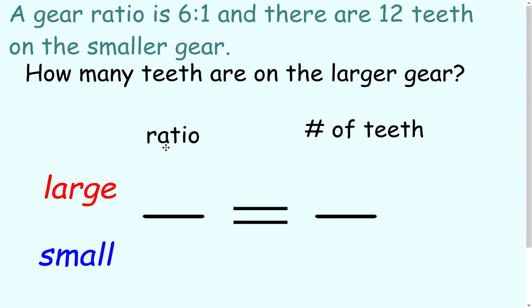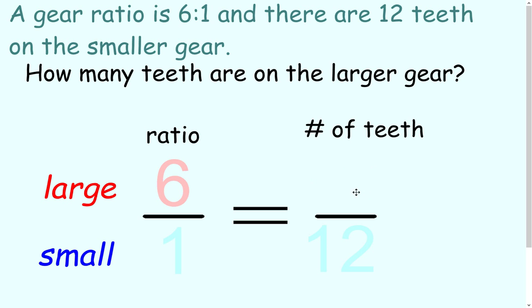So I'm going to use the gear ratio right here, and I think it's really helpful to put the words to the side of how you're going to set it up. So I'm going to set it up with large on the top, small on the bottom. So my large number for my gear was 6, and the small was 1. So then I look and I say, okay, what were the number of teeth? The teeth in the smaller gear were 12. 12 small. I look where my small was at the bottom, set it up.